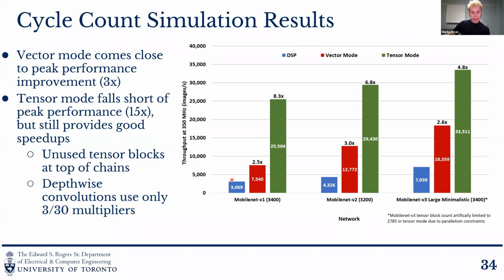And so when comparing the DSP implementation to the vector mode implementation, we're close to our peak performance improvement of 3x based on the number of multipliers. Tensor mode, shown in green, falls short of its peak performance improvement of 15x, but still provides good speedups. And this is for 2 main reasons. One, we have those unused tensor blocks at the top of the chains, which are used for the preloading process. And 2, depthwise convolutions use only 3 out of 30 multipliers, regardless of if we implement them with scalar mode or tensor mode. And so we're heavily underutilizing multipliers for all those layers there.